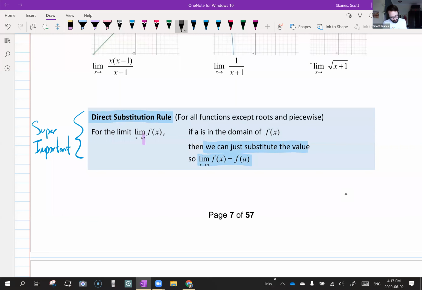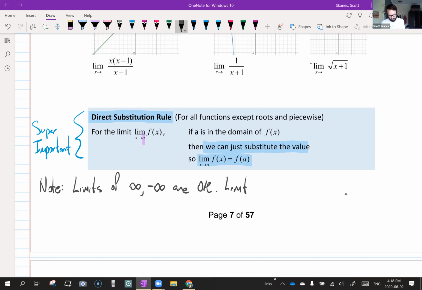Okay, let me make a little note here. It says that if a is in the domain, we can just substitute the value. As answers for limits, what limits are okay? Well, we can say limits of infinity and negative infinity are okay. This is just a reference for later.